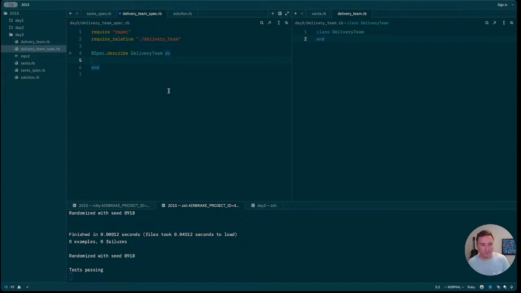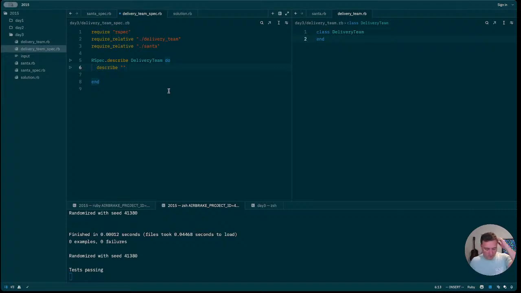So we want, we're going to do some dependency injection here. So we'll require_relative Santa, and what we'll do is describe, let's see, so we're going to initialize a Santa, we're going to give it Santa and Robo Santa. We're going to expect that each one gets called with the correct movements.